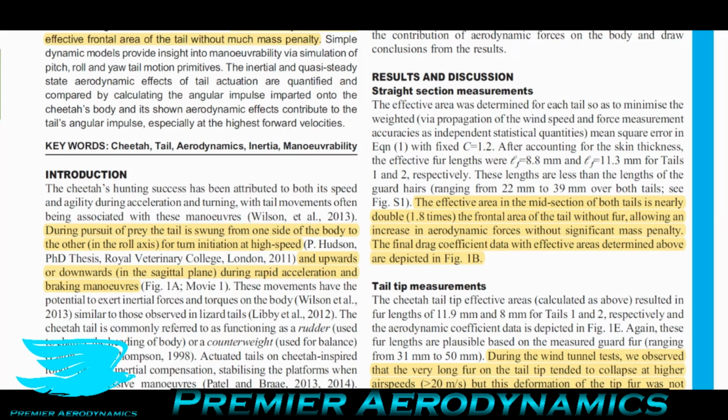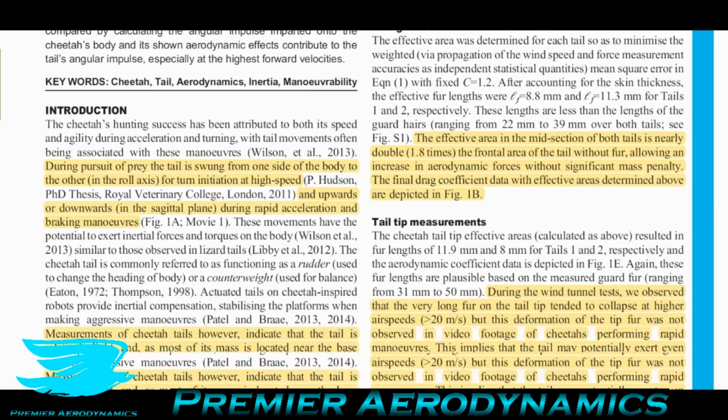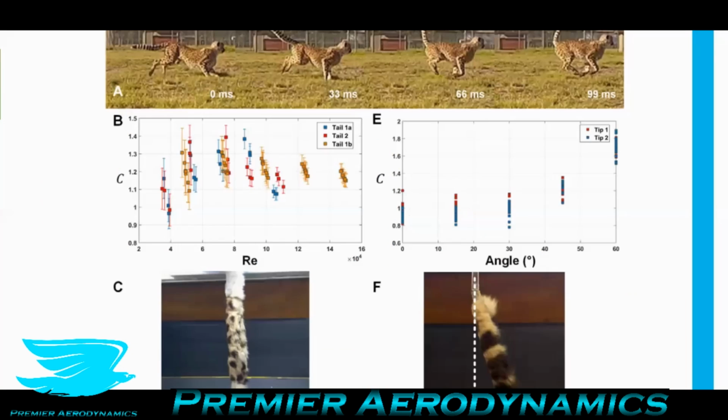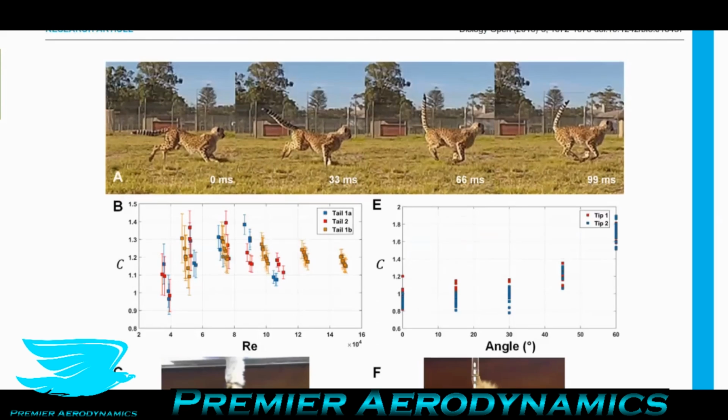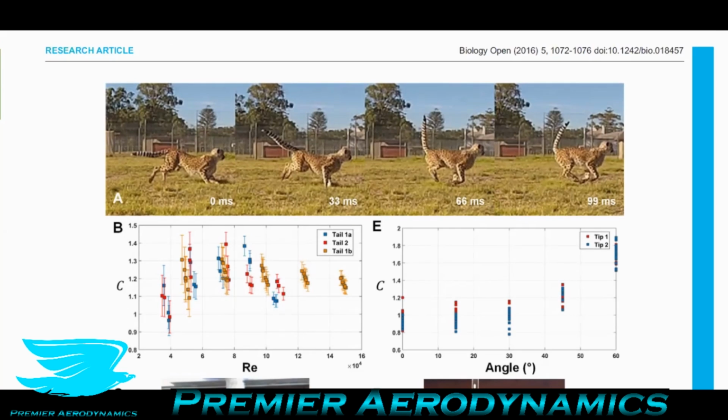The final drag coefficient data with effective areas determined above are depicted in Figure 1b. So in Figure 1b, for those of you listening, it has all these tails at different Reynolds numbers, and they're actually incredibly draggy. So the drag coefficient ranges at minimum 1 up to 1.4. So that's very draggy, which means that you're going to be getting a lot of force from sticking the tail up. They also have a picture of a cheetah running through a paddock effectively at different velocities, and the tail is at different orientations depending on the velocity. So that's quite amazing. Or different parts in the stride as well, it seems.